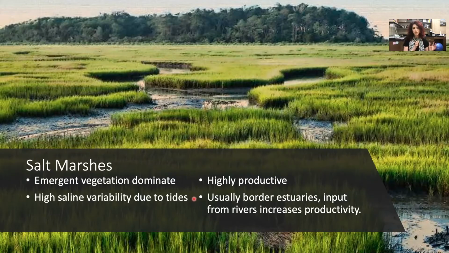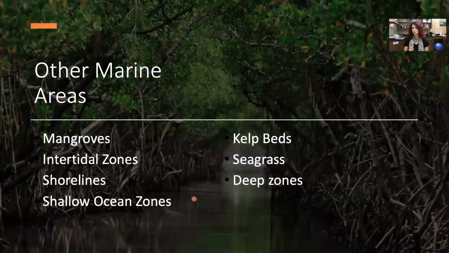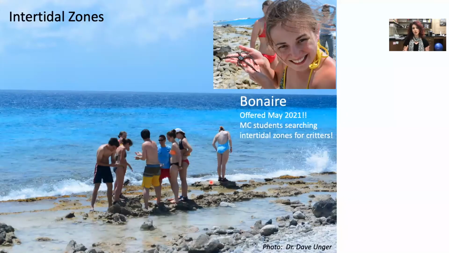So those are just a few types. Here are a couple more that I'm going to expose you to, with a little bit more detail. Here we have an intertidal zone. Again, that's where you experience both high and low tide conditions. This is an image from the Bonaire trip that Dr. Unger takes his students on as part of the course to Bonaire, and it is offered this semester. In case you're interested in future semesters, you can always talk to Dr. Unger about this. Here we have a group of Maryville College students investigating and searching for intertidal zone critters.